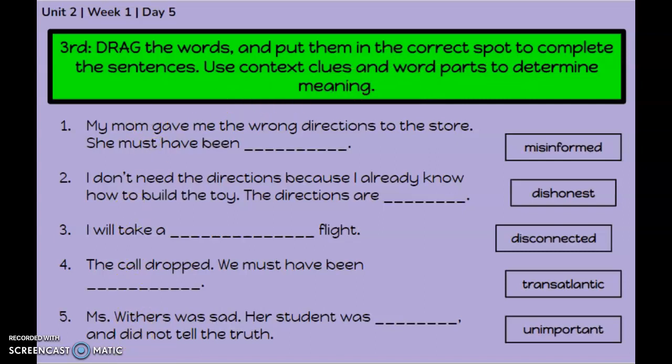I will read all 5 of these sentences for you, and then it will be your turn to work. Number 1, my mom gave me the wrong directions to the store. She must have been blank. Number 2, I don't need the directions because I already know how to build the toy. The directions are blank. I will take a blank flight. The call dropped. We must have been blank. Miss Withers was sad. Her student was blank and did not tell the truth.